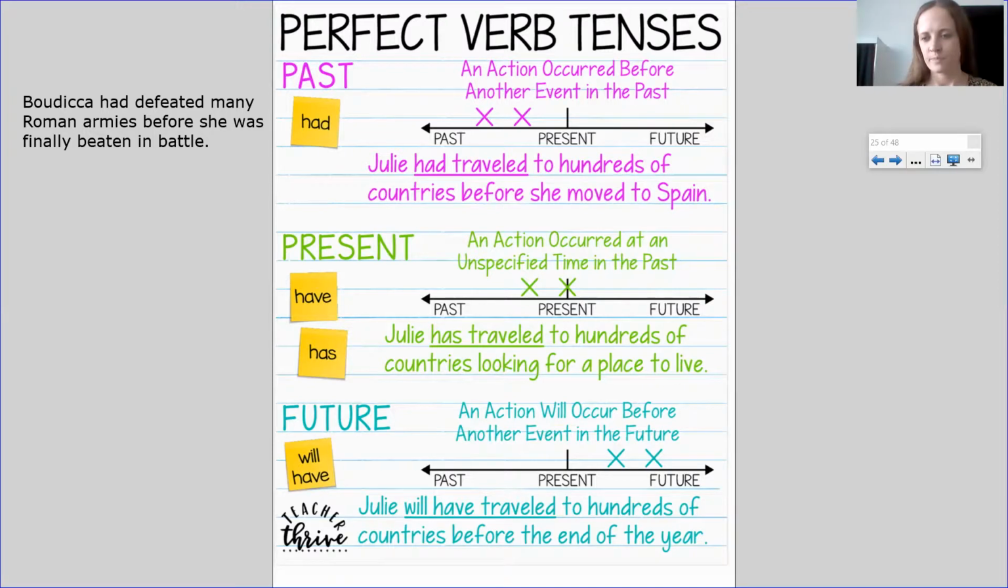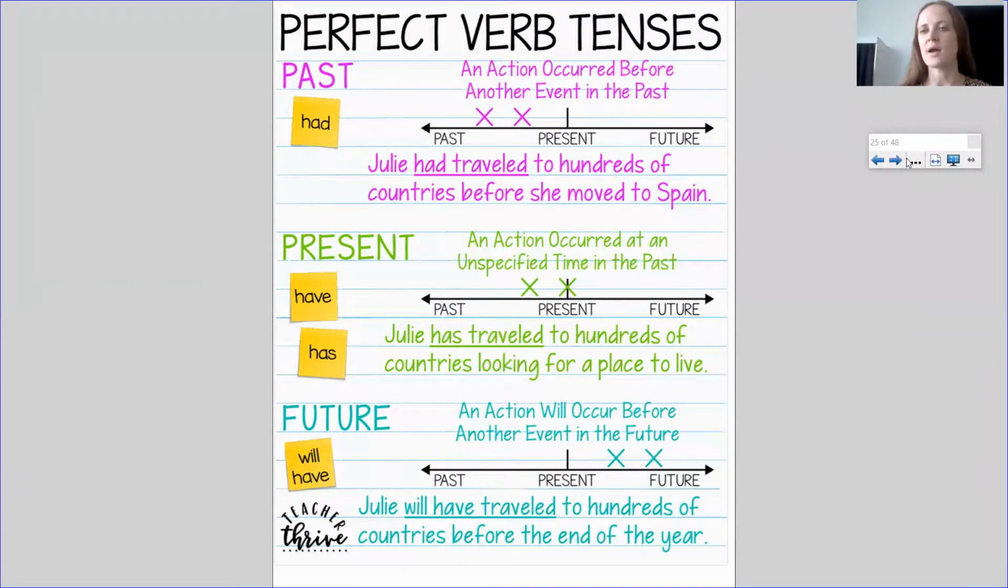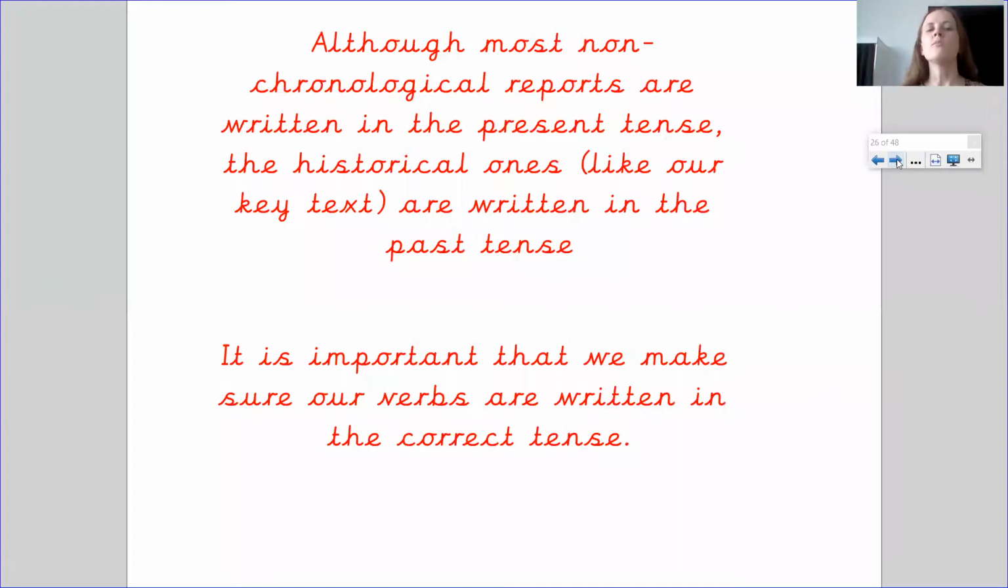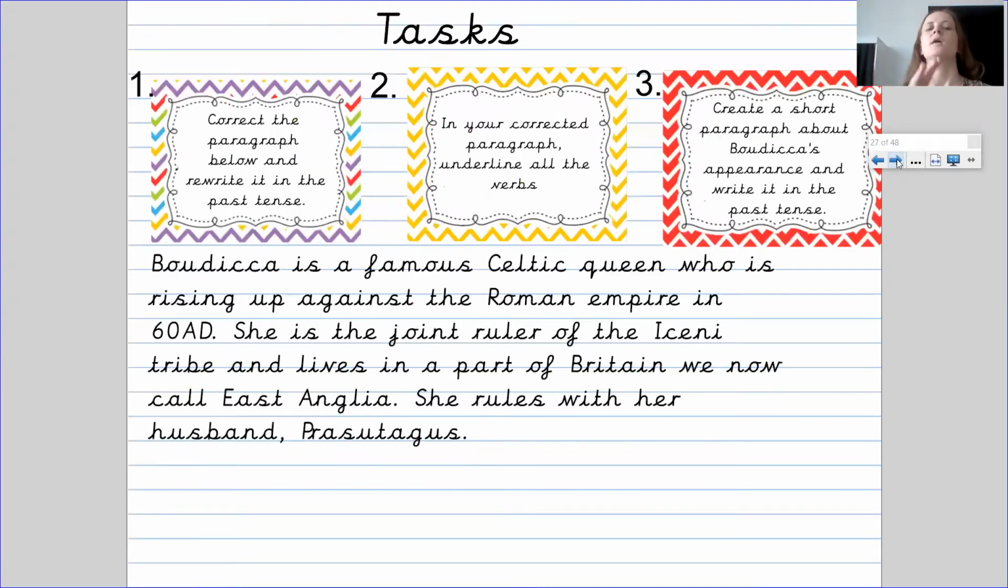So your tasks for today are as follows. Although most non-chronological reports are written in the present tense, the historical ones, like the ones from our key text, are written in the past tense. And it's important that we make sure our verbs are written in the correct tense when we are writing, and that it is the same tense throughout the piece of writing, and that we're not switching between them. Your 3 tasks today are as follows.